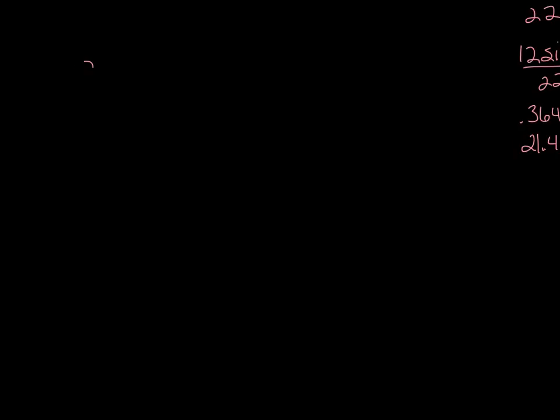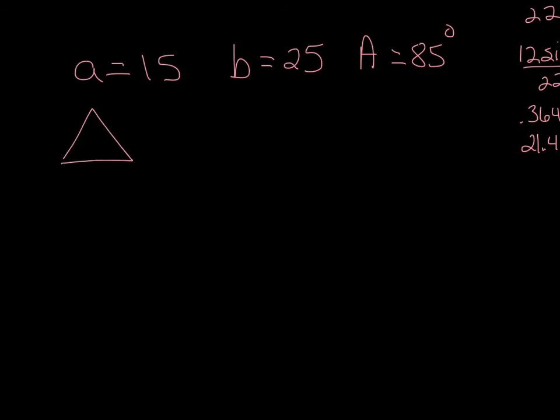Okay, side A is 15, side B is 25, and angle A is 85 degrees. All right, so if you want to draw a triangle to label everything, that's not always a bad idea, and it doesn't have to be drawn to scale. This is angle A, this is 15. If this is angle B, then this side is 25, and we don't know what side C is.